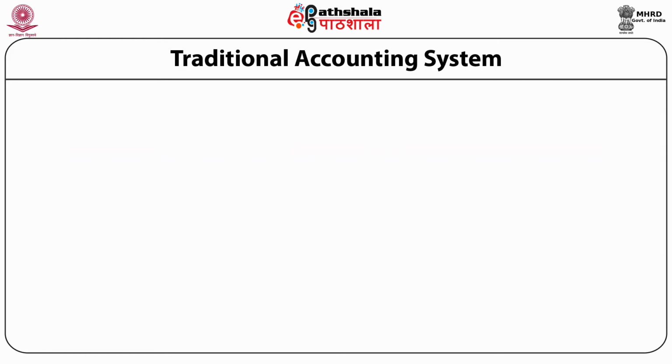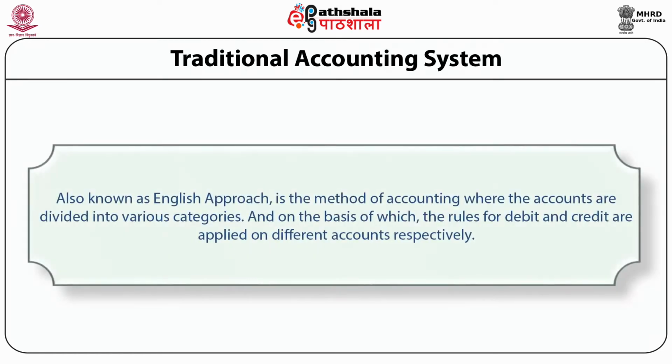Traditional accounting system, also known as the English approach, is the method of accounting where the accounts are divided into various categories and on the basis of which the rules for debit and credit are applied on different accounts respectively.